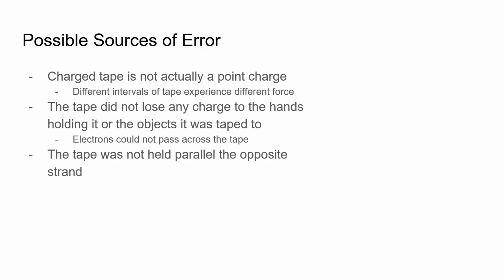So some possible sources for error. One was that the charged tape was not actually a point charge. Different intervals of tape could experience different force depending if the charge was not spread evenly. Another source of error was that the tape lost charge due to the hands holding it or the objects that it was taped to. Another assumption was that electrons cannot pass across the tape and that the tape was held perfectly parallel. If the tape was not, then uneven force again would net a different result.